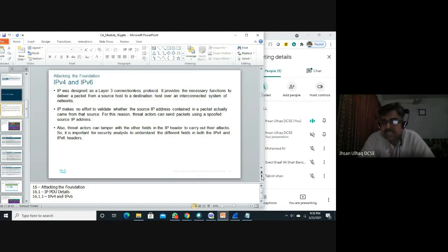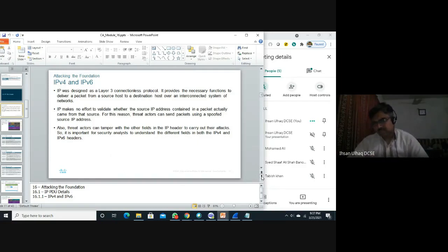So IP was designed as a layer 3 connectionless protocol. We know why it is called connectionless, because IP does not make a connection before sending the data. As I said to you earlier, it is like a post office. In the post office, you put your letter and you hope that it will reach, but you never first talk to the person to say, this is your address, please confirm whether you want to receive my letter or not.